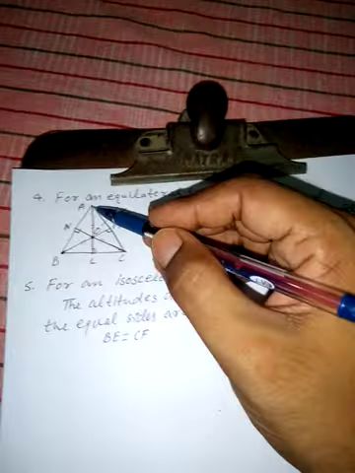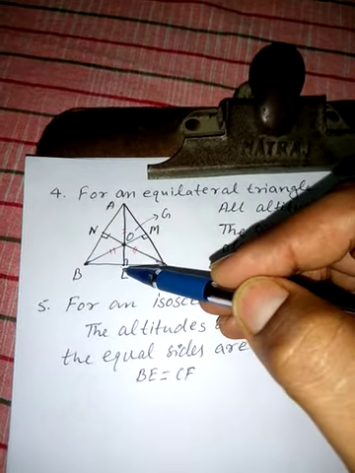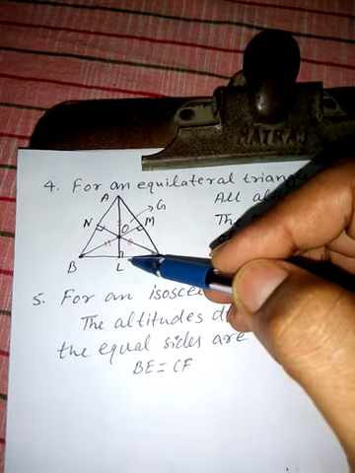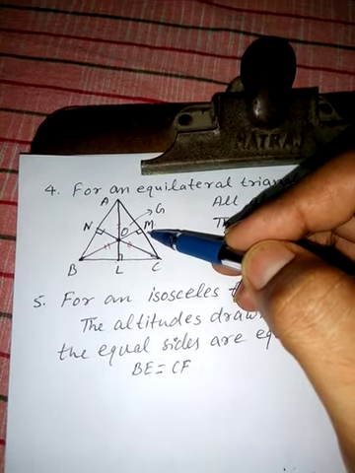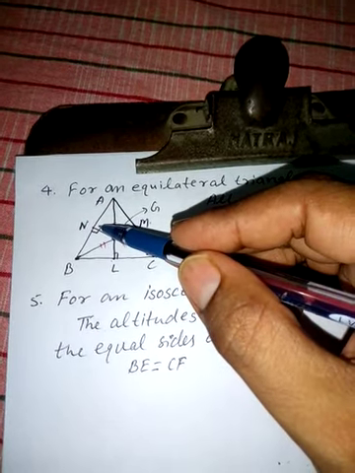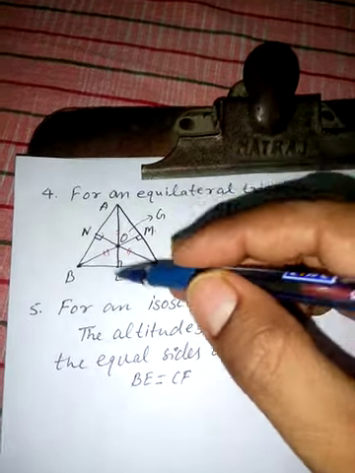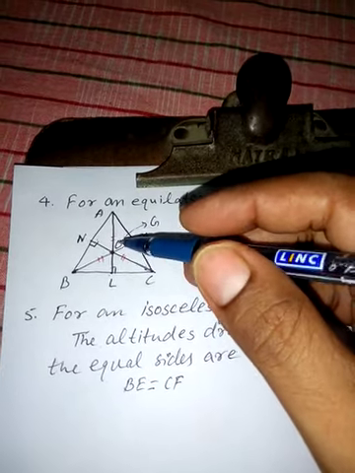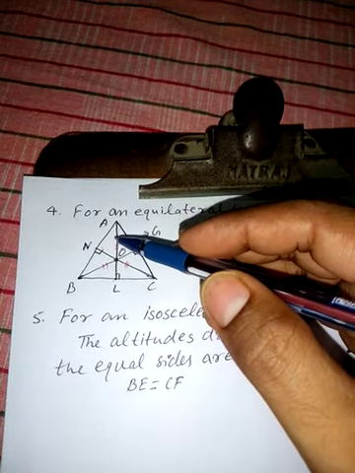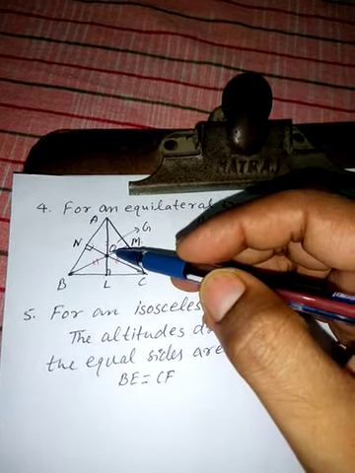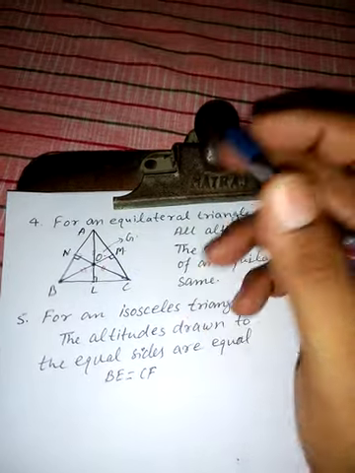How? You can see if it is an equilateral triangle, this AL is median also. This BM altitude is a median also, and CN, the altitude is a median also. So all these altitudes are medians also. So the point of concurrence of medians or the point of concurrence of altitudes all are same. So this orthocenter is also the centroid of this triangle.